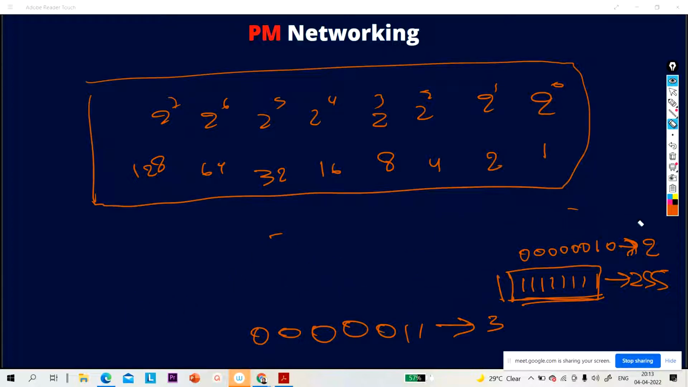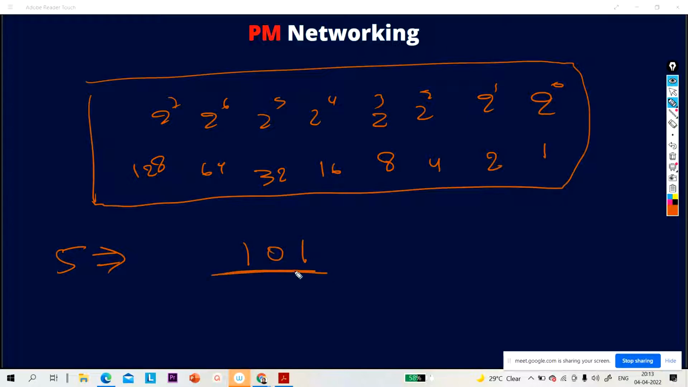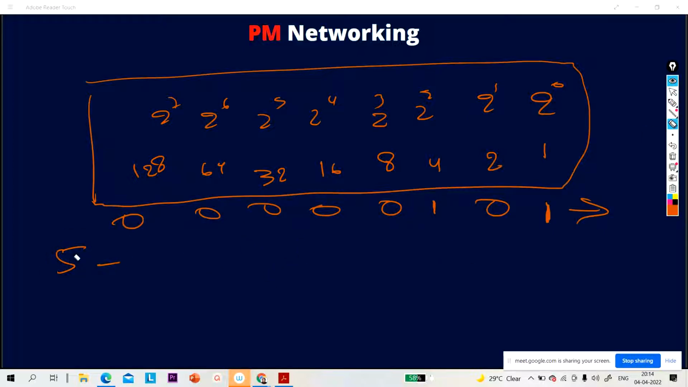So tell me, what will be the binary of 5? 5's binary will be 101. Binary of 5 is 0 0 0 0 0 1 0 1. Because you can see, if you want 5 in decimal, then you need to turn on this bit as well as this bit, 2 to the power 0 and 2 to the power 2, and put all the rest as 0. Then you will get 5. Am I right? Yes, sir.